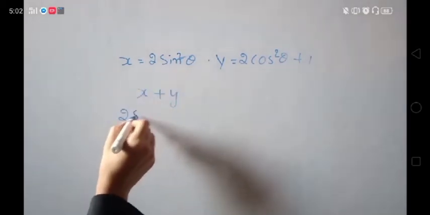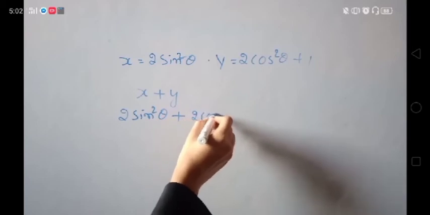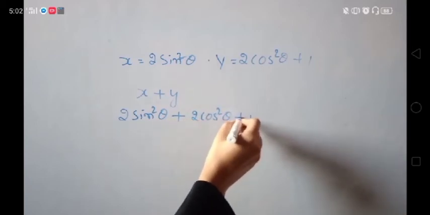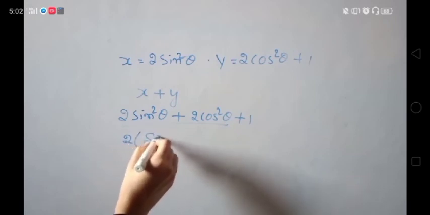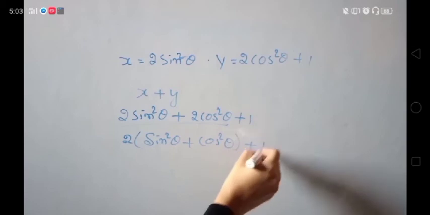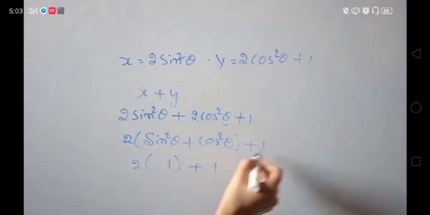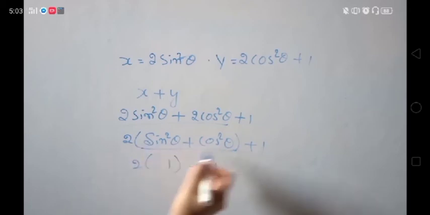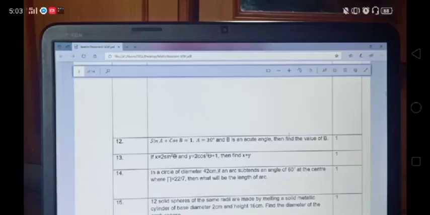The x value is 2 sin square theta, and the y value is 2 cos square theta plus 1. Take 2 common, so the remaining is sin square theta plus cos square theta, bracket close, plus 1. So 2 into 1, because sin square theta plus cos square theta is equal to 1, plus 1. We know this identity. So 2 ones are 2, plus 1, which is equal to 3. So the x plus y value is 3.